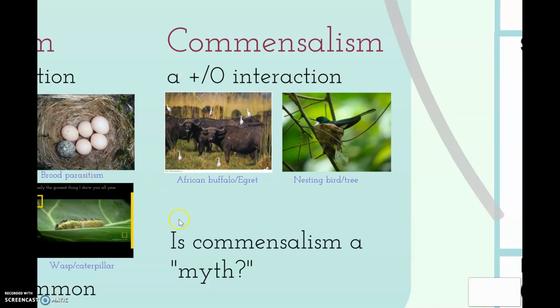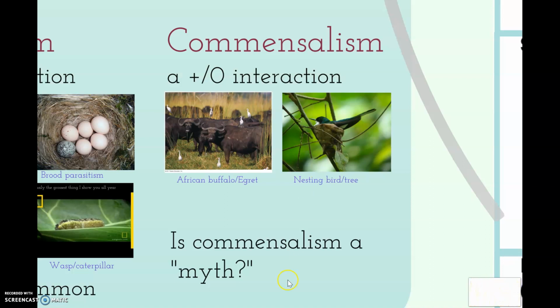Now, the next one is commensalism. So this is a +0. So this is something benefits and something is not affected at all. Okay, so my favorite one here, I'm just going to focus on this picture, is the nesting bird and the tree. So a bird builds its nest in a tree. The bird, it's a symbiotic relationship because they're living very closely together, but the bird has absolutely zero effect on the tree, and meanwhile the bird benefits. It has a place to live.